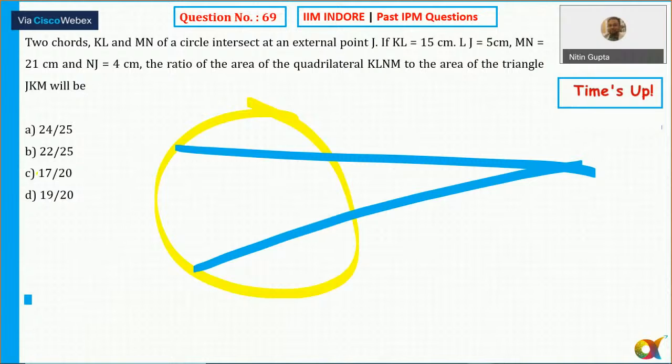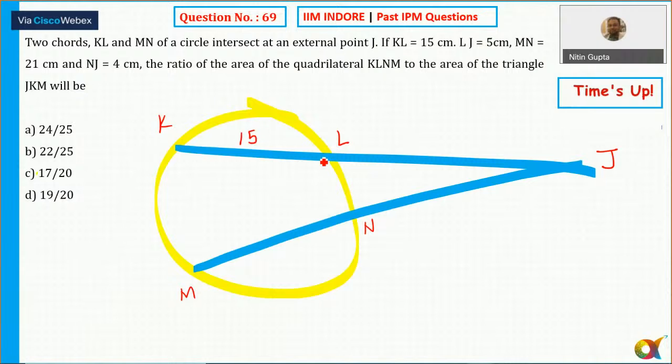So let me write down here. There are two chords, K is equal to L, and M is equal to N. These two chords intersect at the point J. That is given to us. Now it says that the length of KL is equal to 15.